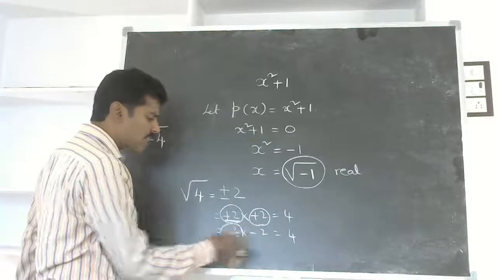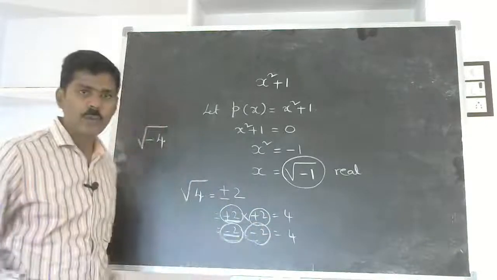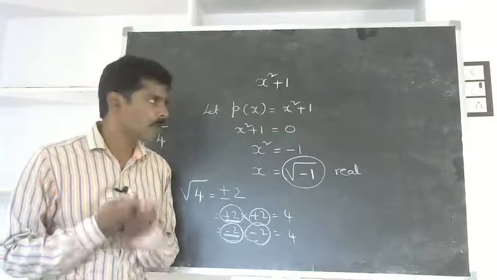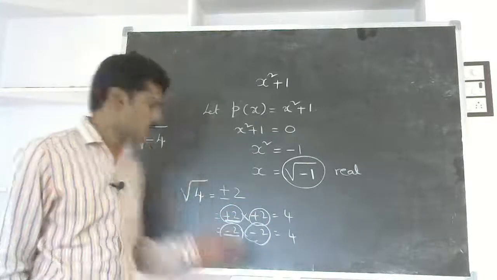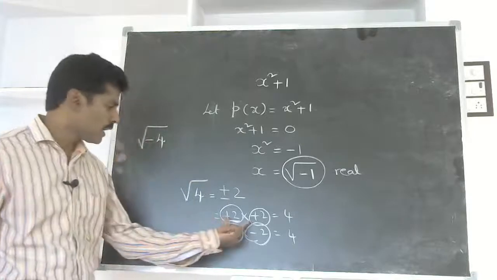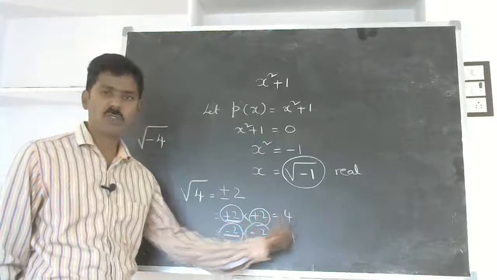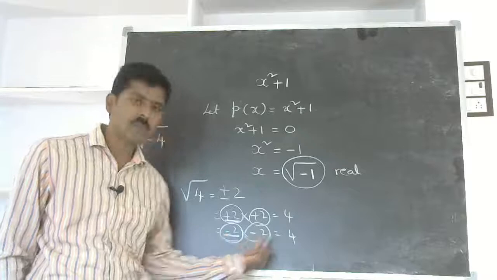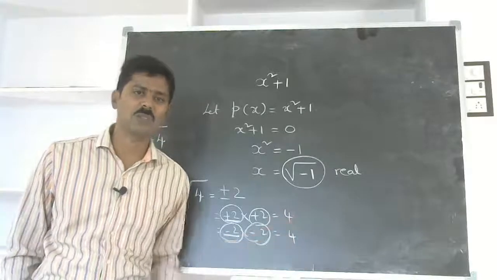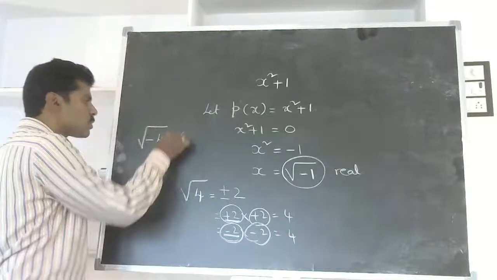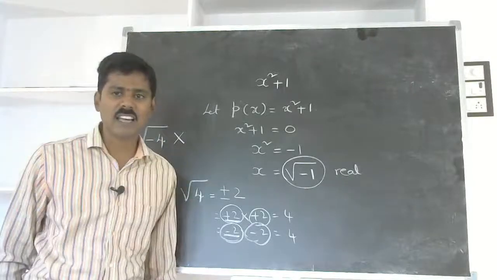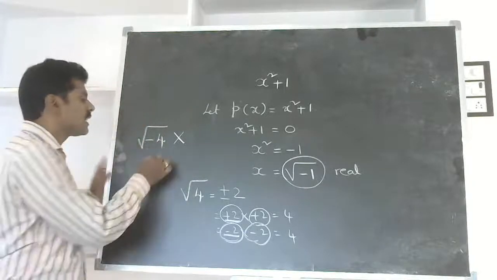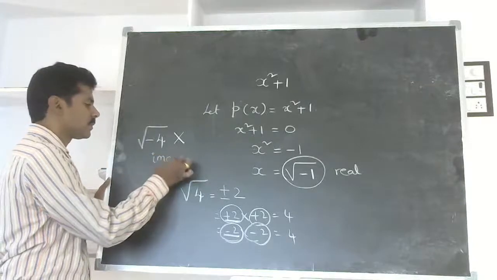If you multiply two equal numbers, you will never get a negative number. Here, if two equal numbers are multiplied, both positive or both negative, you get positive; negative never comes. So square root of minus 4 is not a real number. In your higher classes you will learn that it can be taken as imaginary numbers.